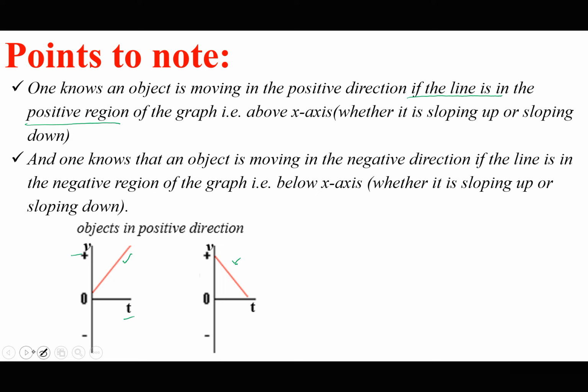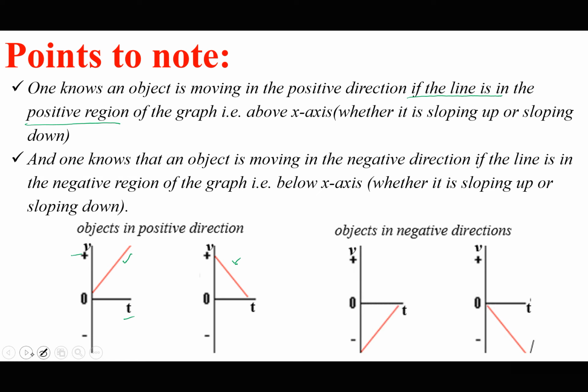One knows that an object is moving in the negative direction if the line is in the negative region of the graph. So if the line is in the negative region of the graph, that is below the x-axis, we always talk about the object moving in the negative direction, or in the opposite direction, if it is a velocity time graph. The line can be turning towards the x-axis or away from the x-axis, but all we can believe is that it is in the negative direction.